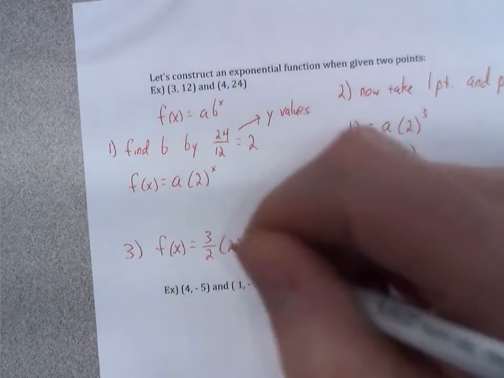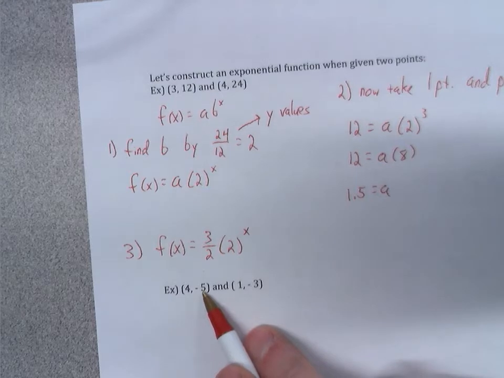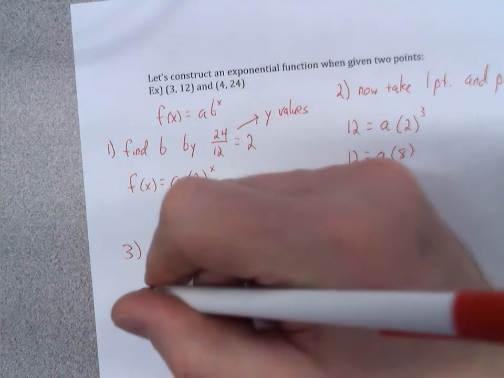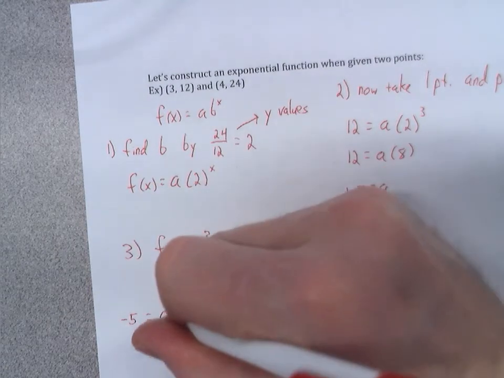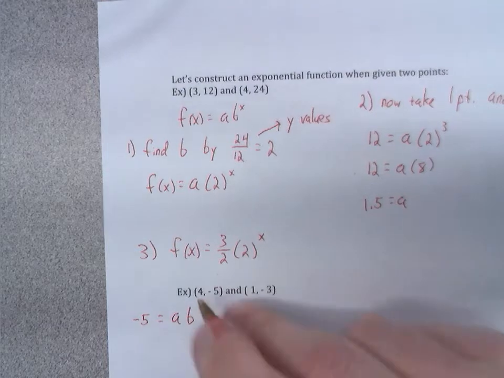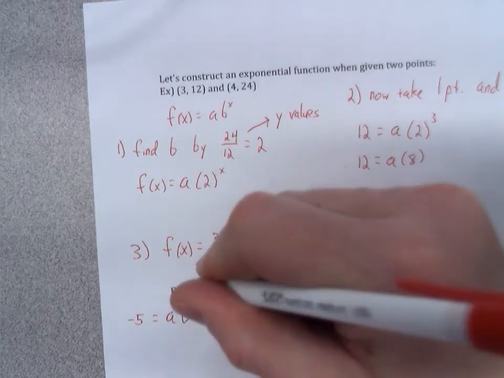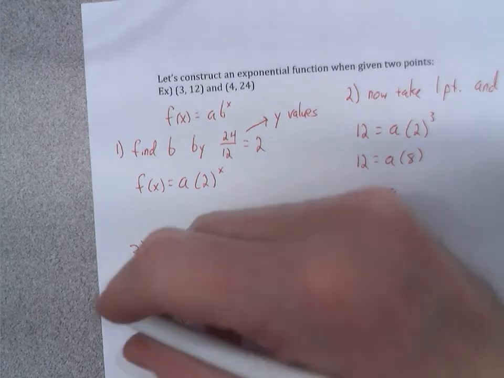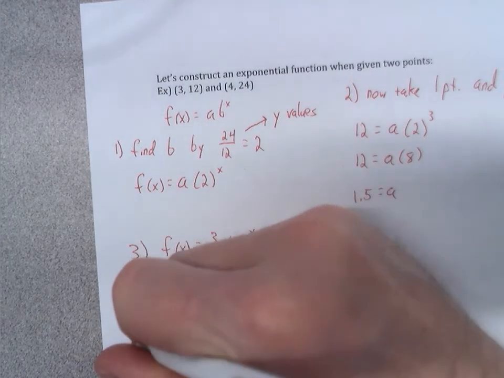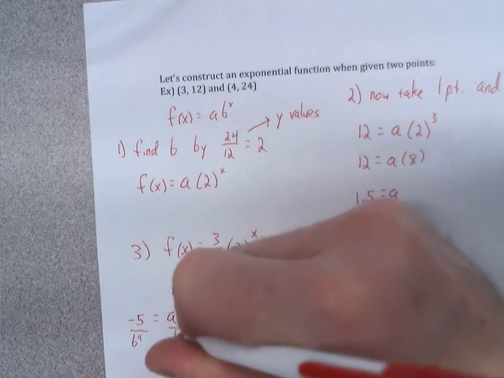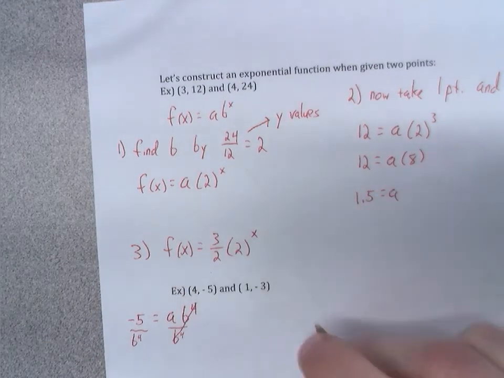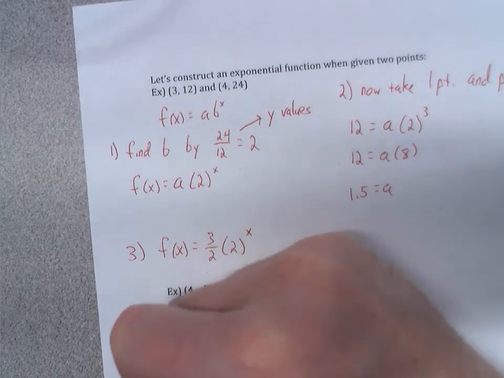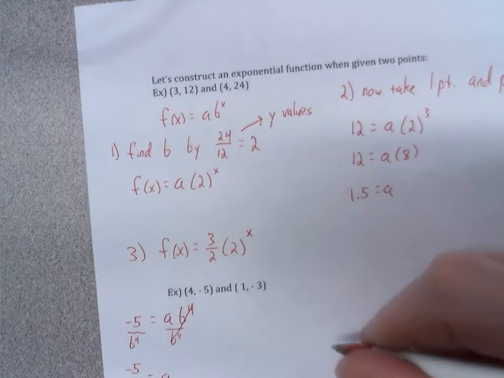We can still start with a basic function, so I'm going to choose this first point. So I know that y, or f of x, is -5, and that is going to be equal to a times b, and in this case it's to the 4th power, because I know that x value is 4. So I know that. Now I can rearrange this equation. I'm going to divide both sides by b to the 4th. So here it's going to cancel, okay? And so now I've got -5 over b to the 4th power equals a.